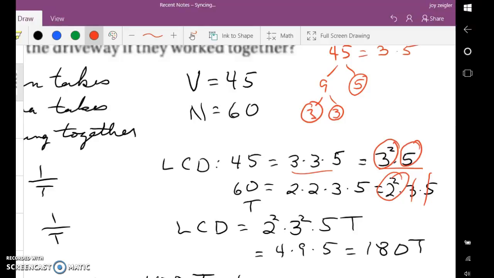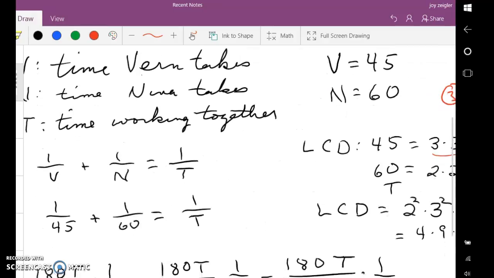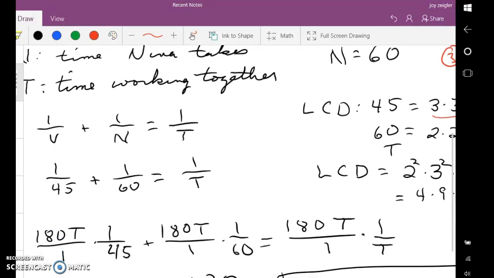Our least common denominator, and then we have T. T cannot be forgotten, so we put it there. Our least common denominator is everything we've got circled. 2 squared times 3 squared times 5 times T, which works out to be 180 T. So that's a nice little trick to figuring out least common denominators. Let's multiply every fraction by 180t. So we'll put it as a fraction, 180t over 1 times each one, like that.